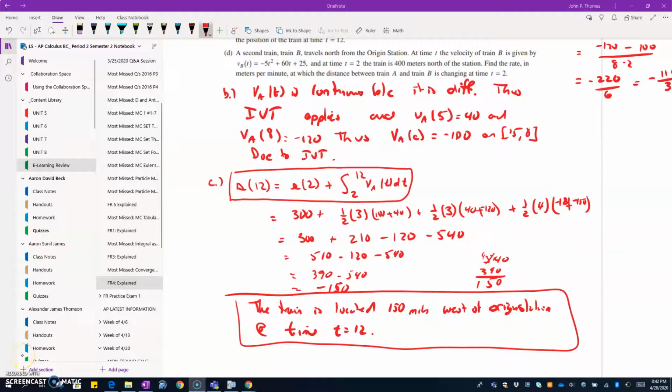All right, we're going to look at Part D of Free Response Question 4 right now. It says a second train, train B, is traveling north from origin station. At time t, the velocity of train B is given by that function, and at time t equals 2, the train is 400 meters north of the station. Find the rate in meters per minute at which the distance between train A and train B is changing at time t equals 2.